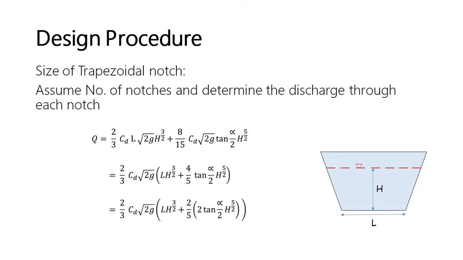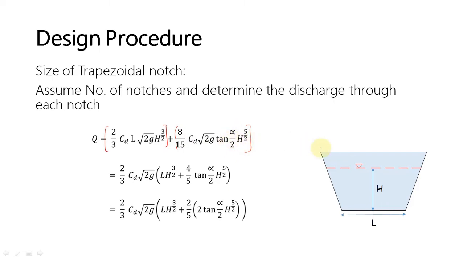Next, see the design procedure. How shall we design it? How will we fix the notch dimensions? The trapezoidal notch design depends upon the discharge. What is the discharge which is flowing in the canal? Here the discharge through the trapezoidal notch is the summation of the discharge through a rectangular notch and a triangular notch.